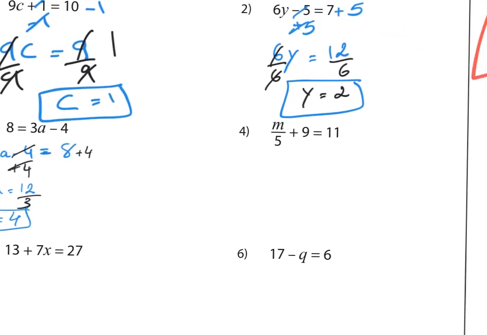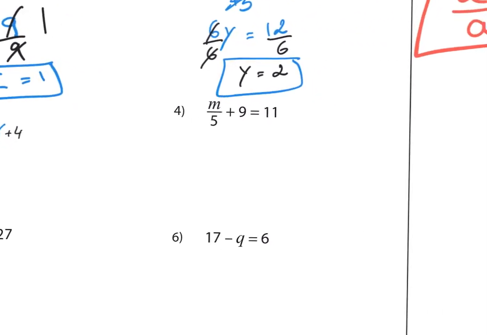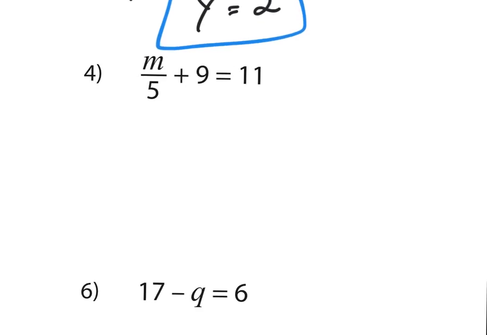Number 4, we have a fraction there. We have m divided by 5 plus 9 equals 11. Again, we have division, then addition, and we're going to go the opposite of PEMDAS. So we're going to start with addition first. We're trying to cancel 9, so we're going to just subtract 9 on both sides. It's like we have $9 and you spend $9, so the balance is 0. That's why we have 0 there.